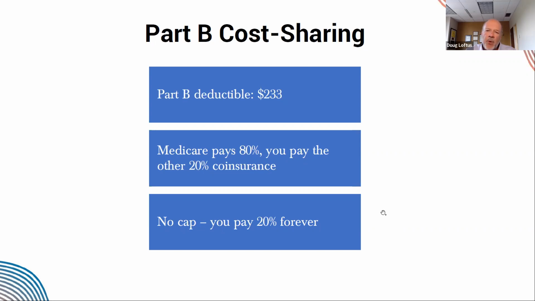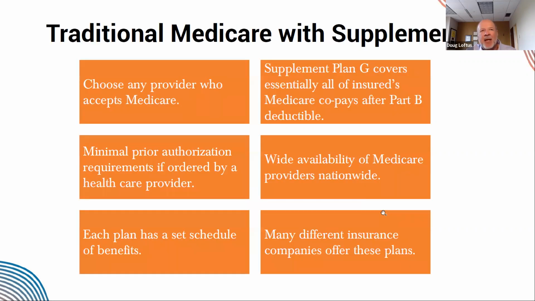So that's where you would take on a Medicare supplement. And a Medicare supplement is an overlay that you pay extra for, and that covers what traditional Medicare Part A and Part B don't cover. The nice part about traditional Medicare with a supplement is you can choose any provider that accepts Medicare, which is essentially in today's medical world, everybody. There are a few exceptions to that.